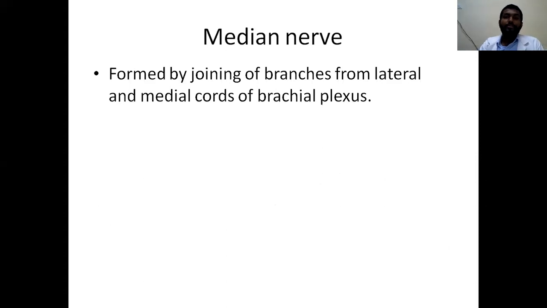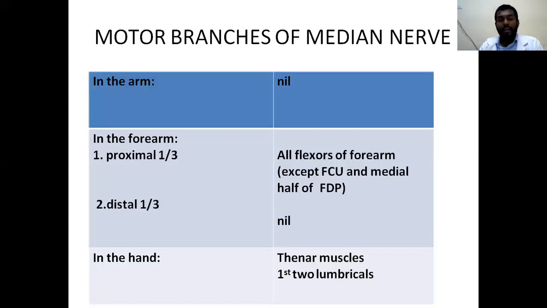The median nerve is formed by joining of branches from the lateral and medial cords of your brachial plexus. Now, what are the motor branches of the median nerve? In the arm, it gives no branches. In the forearm, it is again divided into proximal 1/3 and distal 1/3. In the proximal 1/3, it supplies all the flexors of the forearm except flexor carpi ulnaris and medial half of flexor digitorum profundus. In the distal 1/3, it gives no motor branches again, because you do not have any motor function. In the hand, there is thenar muscle innervation and branches to the first two lumbricals.